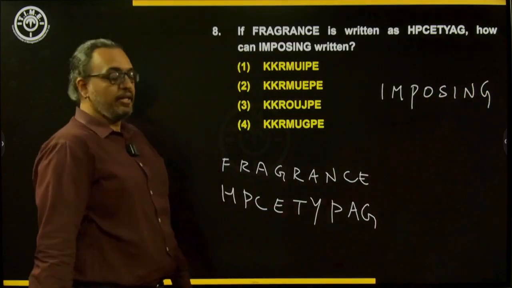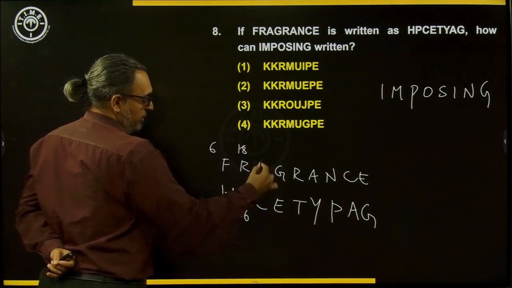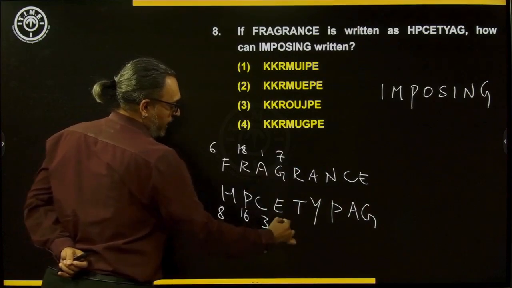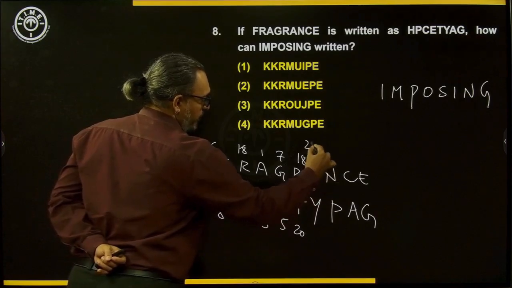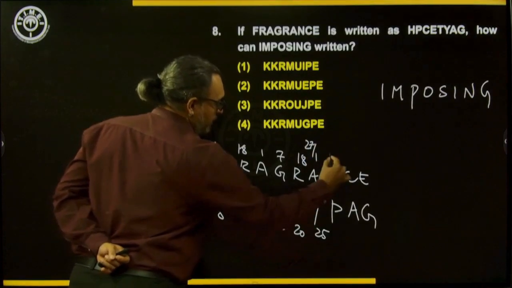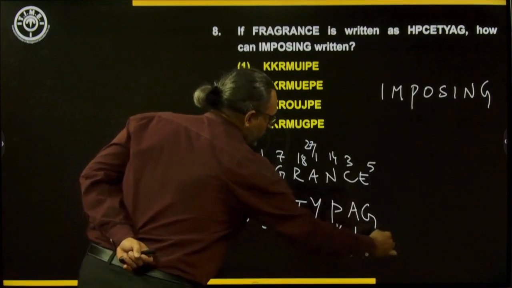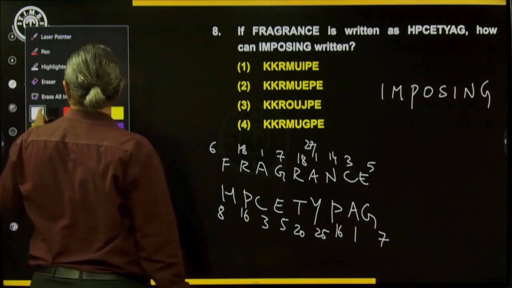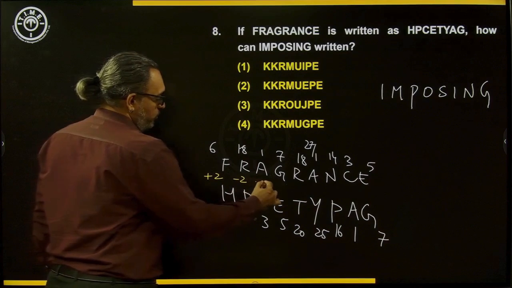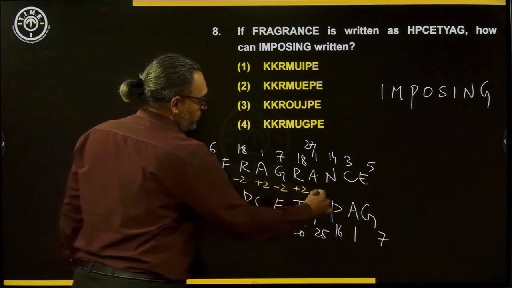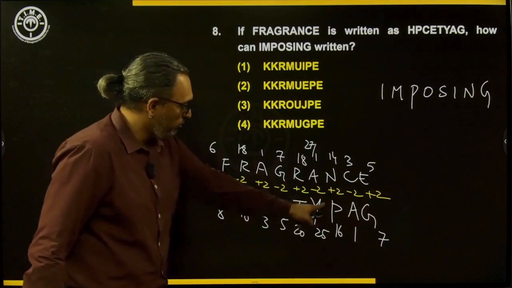So what is happening here? See, you have a 6 and an 8, 18 and a 16, 1 and a 3, 7 and a 5, 18 and a 20. Again, 27 and a 25, 14 and a 16, 3 and a 1, 5 and a 7. So alternately, this is plus 2, minus 2, plus 2, minus 2, plus 2, minus 2, plus 2, minus 2, plus 2. So 14 plus 2 is 16.